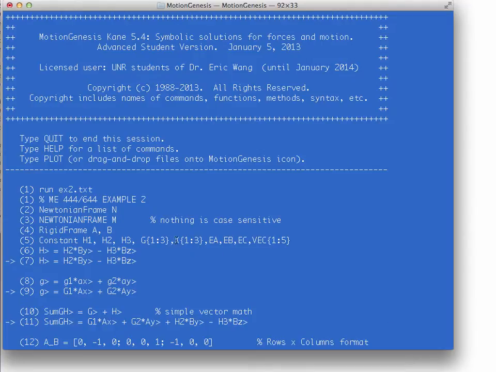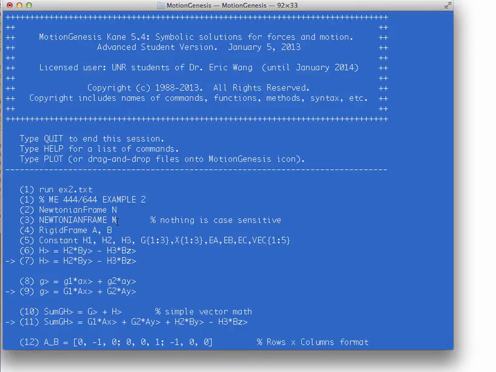All right, let's go through another example using Motion Genesis. I've run a batch file already, a script, so we'll just go through the results to save time, so you don't have to watch me typing. First I define this Newtonian frame N and another one M, just to show that it's not case sensitive. As we recall, this creates Nx, Ny, Nz, and the point No.